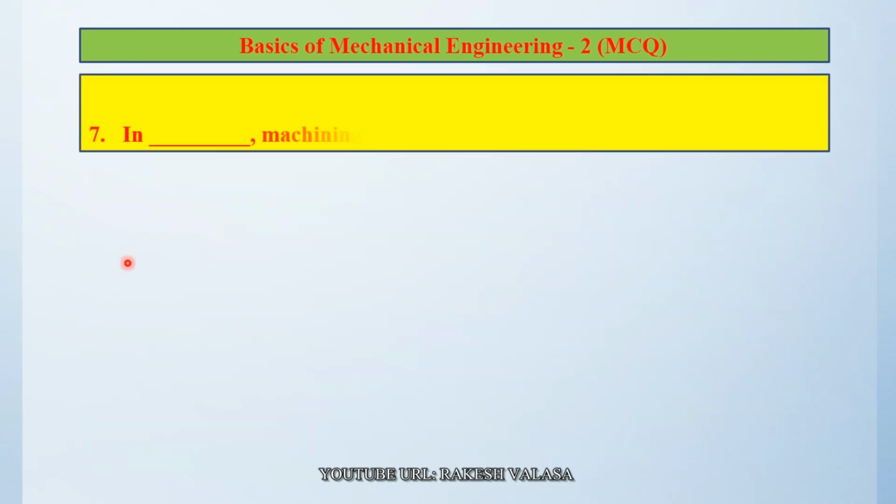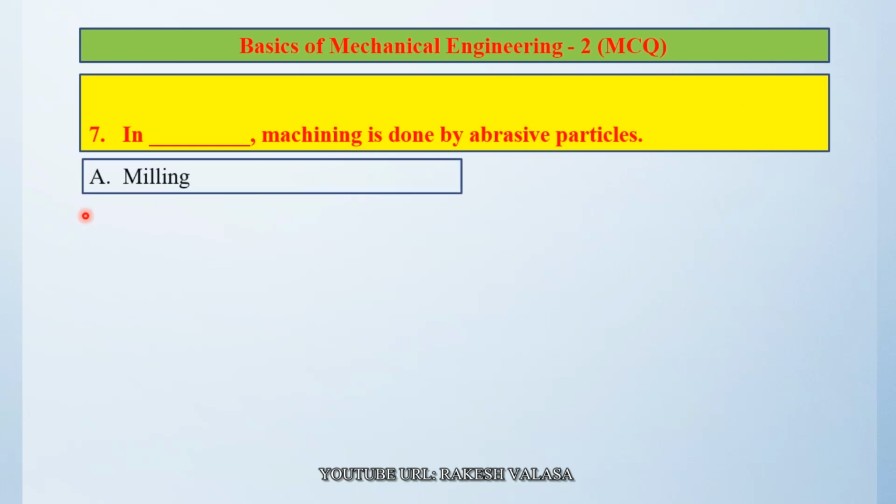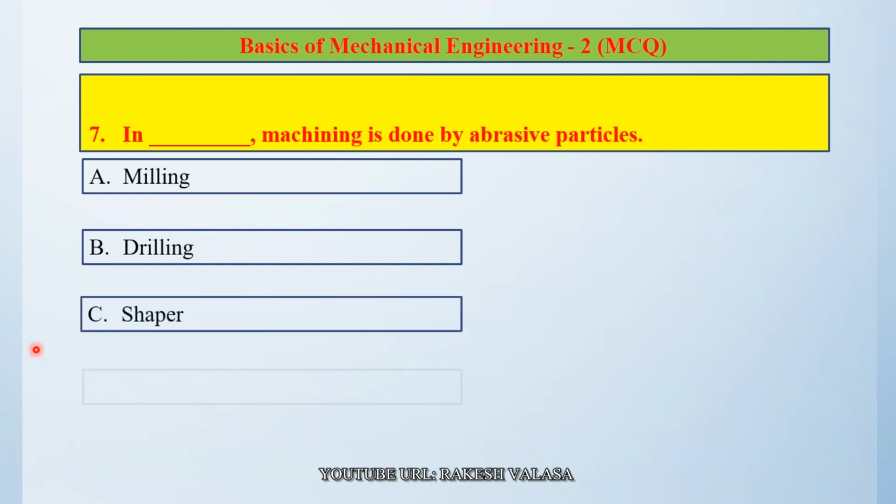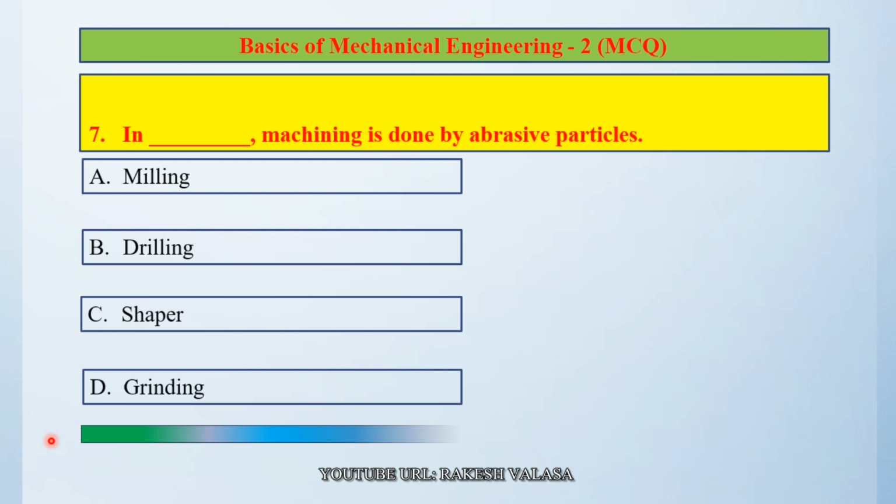Question number 7. In dash, machining is done by abrasive particles. Option A, milling; option B, drilling; option C, shaper; option D, grinding. The correct answer is option D, grinding.